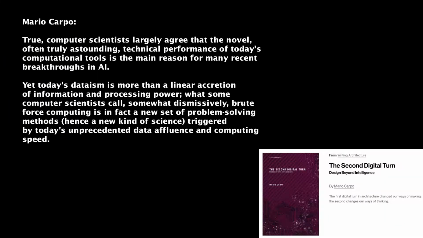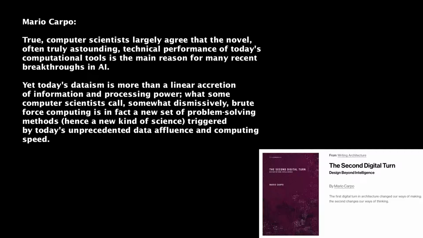In the second book, Mario Carpo is already referring to the events that have happened after 2014. And he calls it the second digital turn. And here he is advocating a new method, which can be called brutal computing. He is referring to the fact that now the computing power possibly reachable for us has become so big that the whole technology and the whole methods of digital calculations will change.